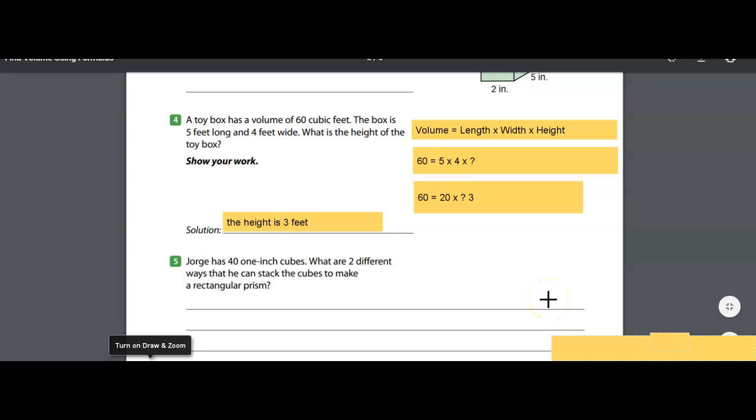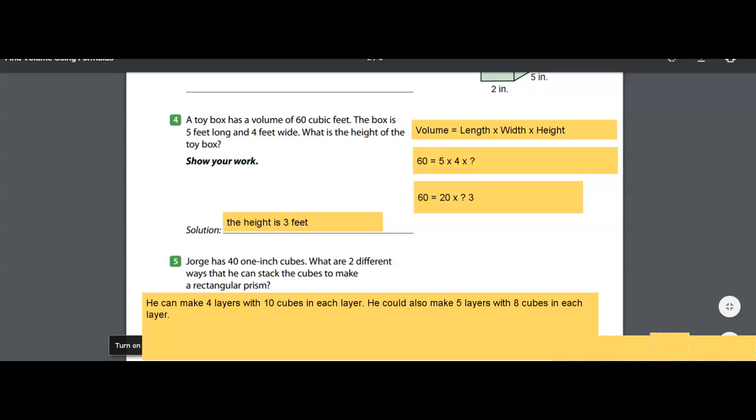Question 5 says George has 4 one-inch cubes. What are 2 different ways that he can stack the cubes to make a rectangular prism? On your own, write your answer in the space below.